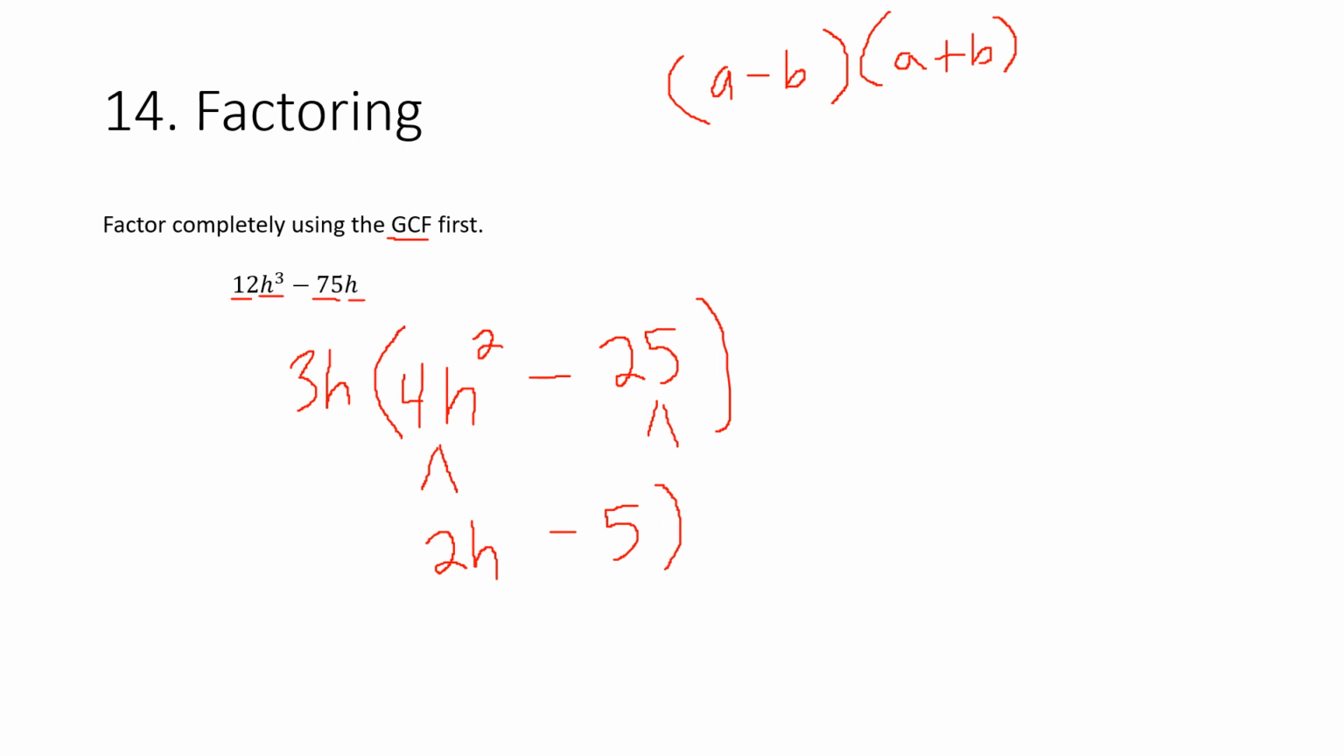Remember, it's the difference of squares, so we're going to have two different signs. We've got our negative sign, so now we have to do it with our positive sign as well. So it's going to be 2h plus 5. And then we just have to bring our GCF of 3h down, and we'll be all done.